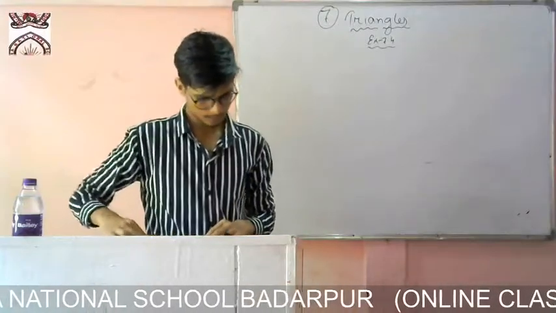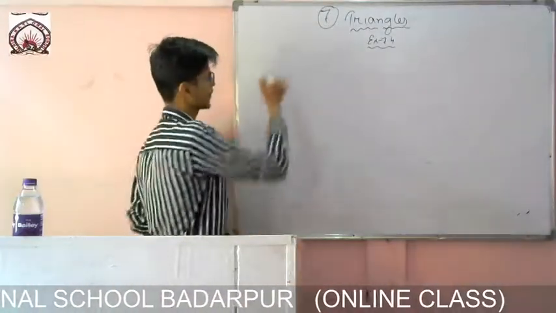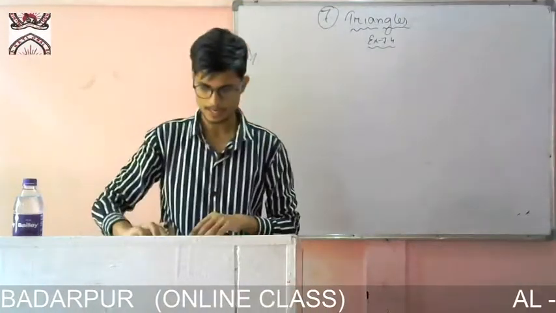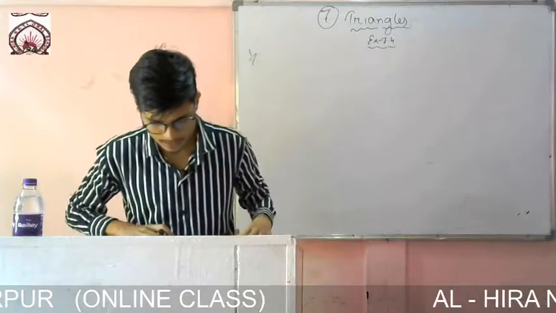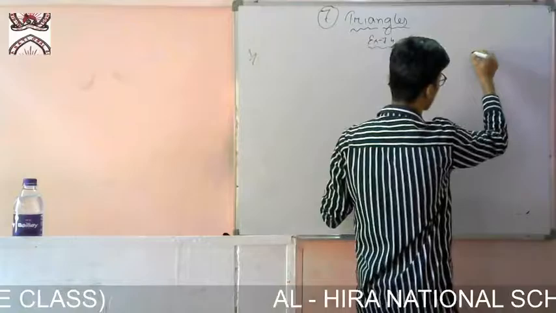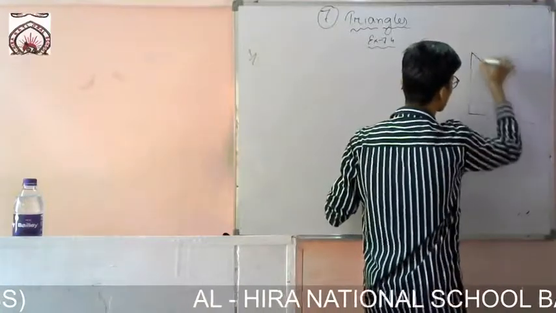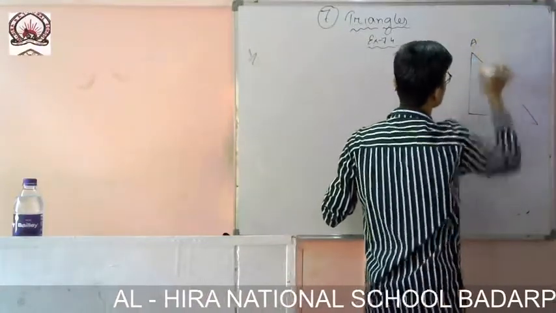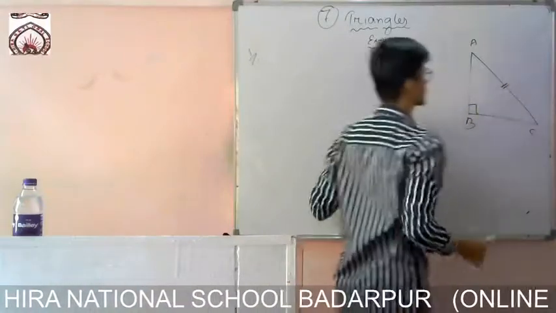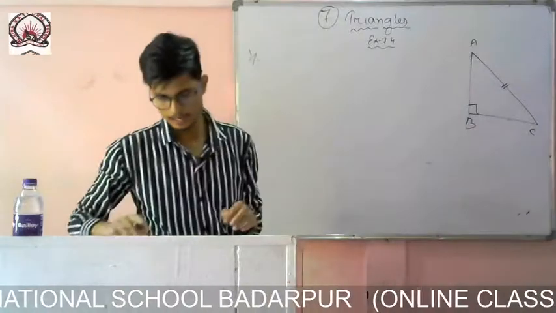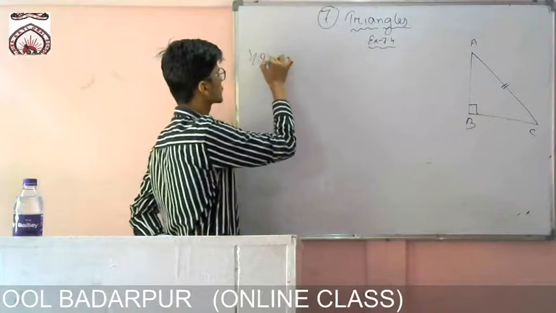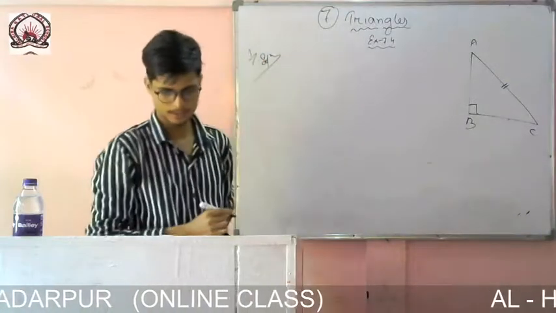Okay, let us move to the first question of exercise 7.4. Show that in a right angle triangle, the hypotenuse is the longest side. You are to prove that this side is the longest side. So how can I prove it? Let me write one by one, you will understand.